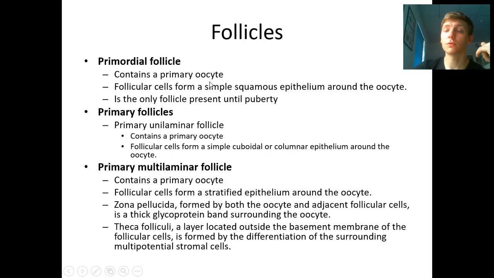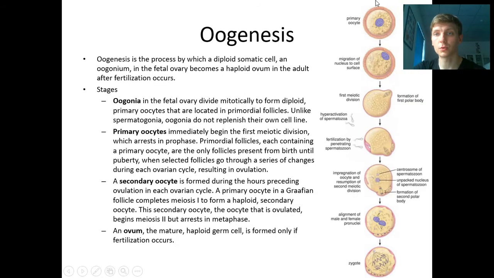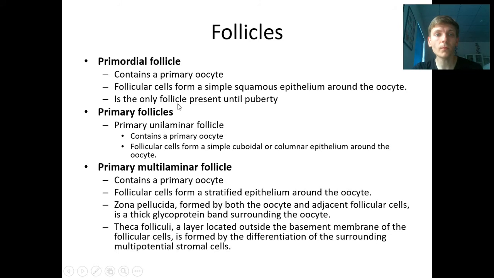So now let's talk about follicles. Here is the primordial follicle. It contains a primary oocyte, as we discussed before. Follicular cells form a simple squamous epithelium around the oocyte. Otherwise there is a cuboidal epithelium around the oocyte, but in primordial follicles we have simple squamous epithelium. The primordial follicle is the only follicle present until puberty. These follicles have potential for division, but they are not active.